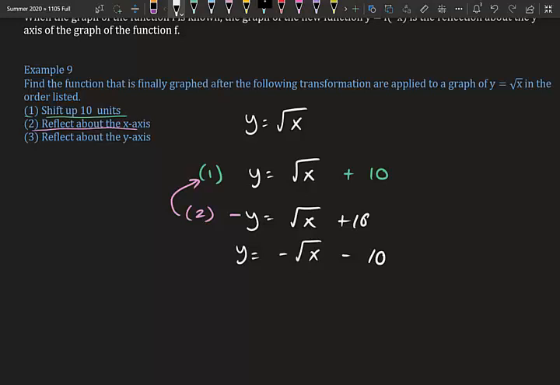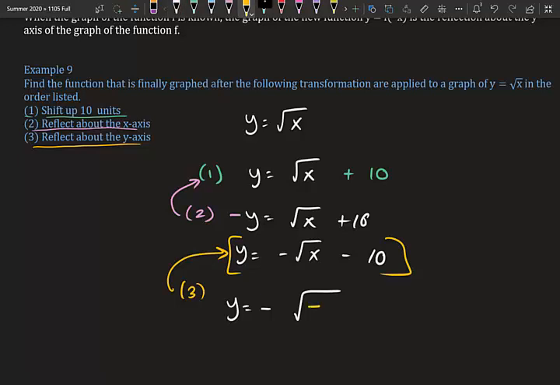Alright, now that we did that, let's move on to our third thing. So now we're coming from 2. So now we're looking at this one right here. Now this is what we're working with, and I want to reflect about the y-axis. So the opposite of y is x. So I'm going to switch the x. So we have y equals negative, I'm going to switch the x to negative x minus 10, and that is our function.